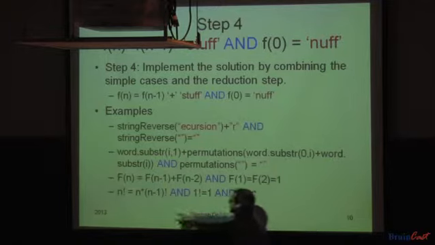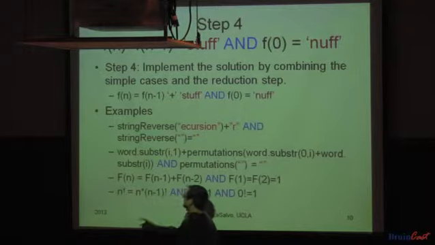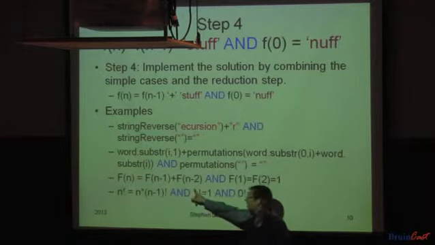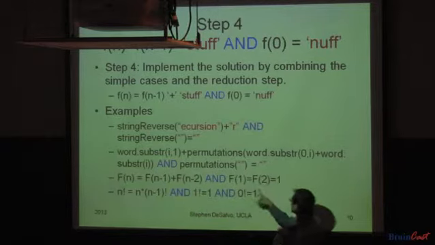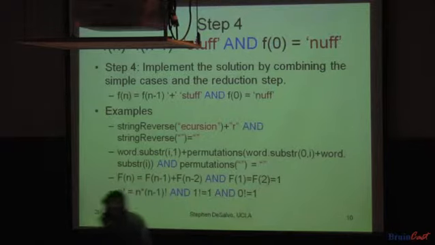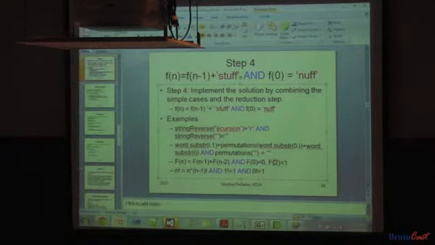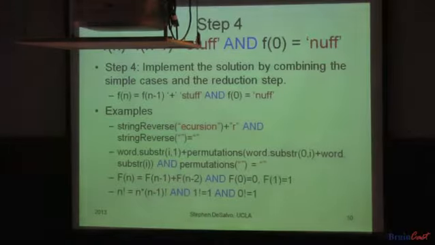Similarly with Fibonacci. Fibonacci of n is the sum of Fibonacci of n minus 1 and Fibonacci of n minus 2, as long as n is larger than 2. That was a typo. Let me just change that right now. Okay.